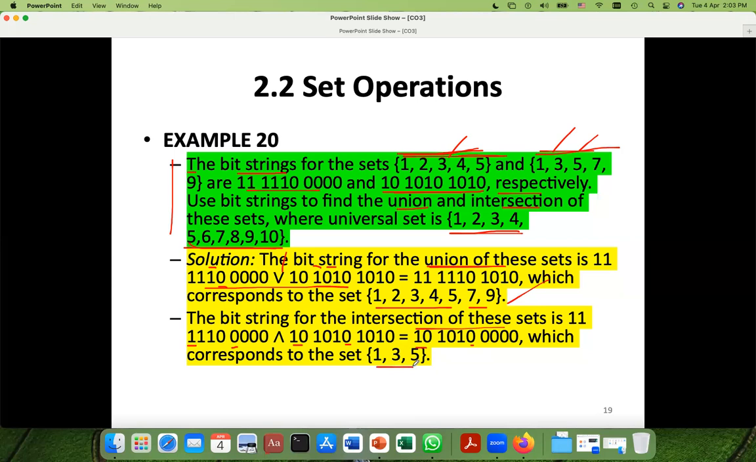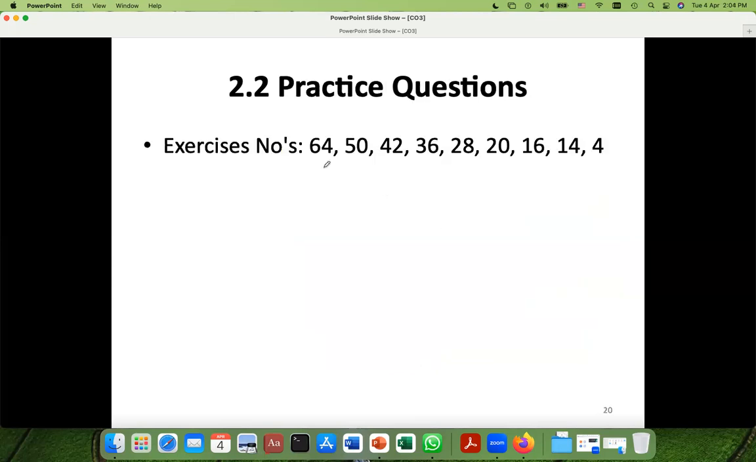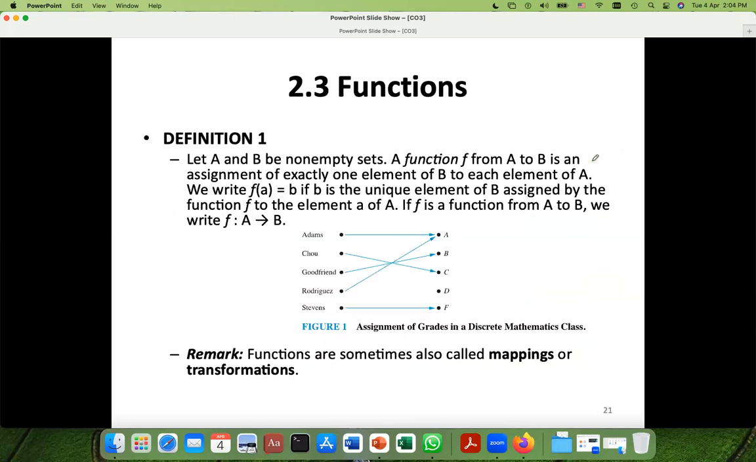Union and intersection. And now these are the practice questions that you have to do again. Inshallah, I will start here next week, and we will try to finish this CO3 at the end of this week. Inshallah.